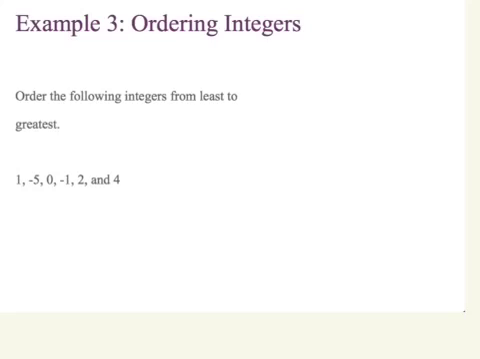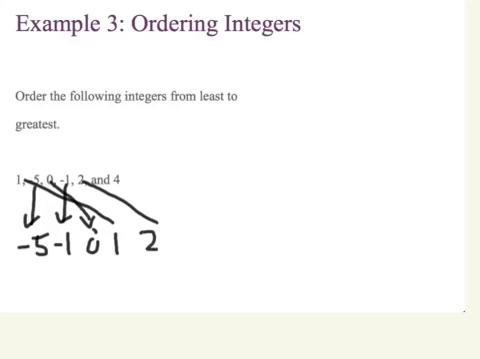Example 3 requires us to write these numbers from least to greatest, and so we're going to start with the smallest number. Hopefully you realize that that's -5. The next smallest number would be -1. Then we get to 0. Then we have 1, 2, and then 4.